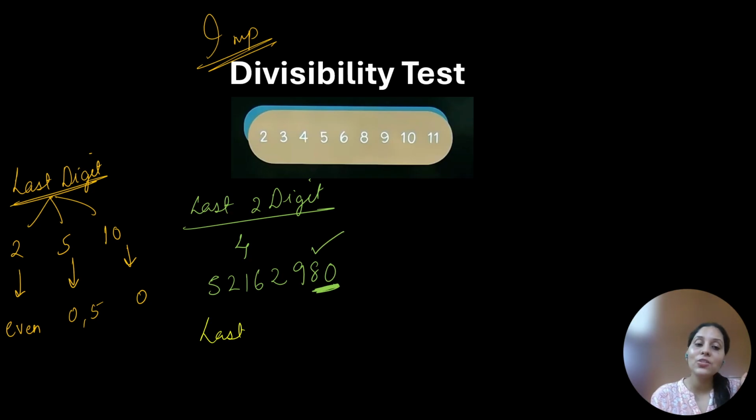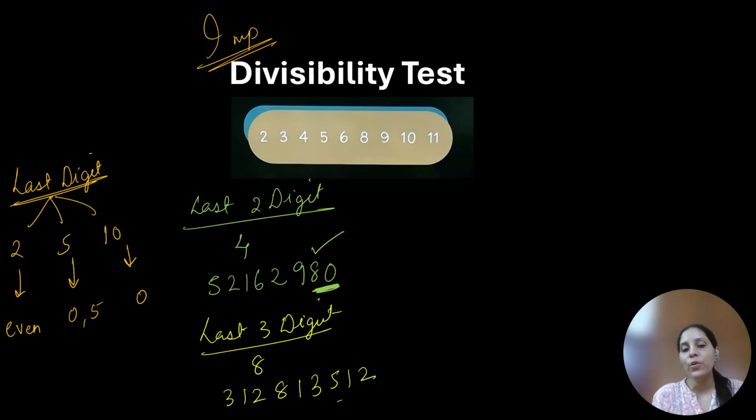Next, last three digits. When do we need to check the last three digits? In the divisibility rule of 8. So if I have a big number 3, 1, 2, 8, 1, 3, 5, 1, 2, I'm only going to check the last three digits. Is 512 divisible by 8? Yes, it is. So the number is divisible.